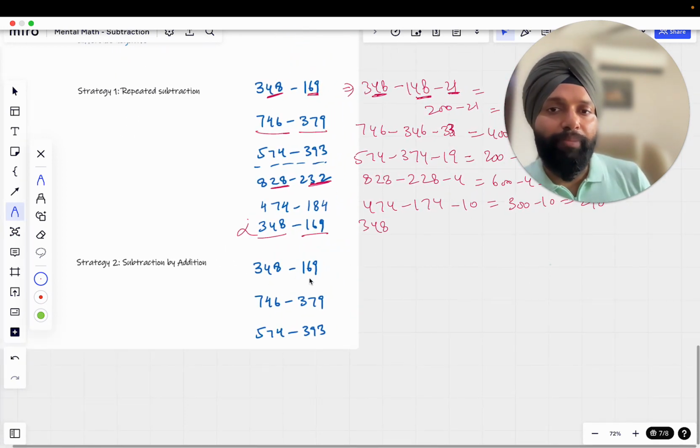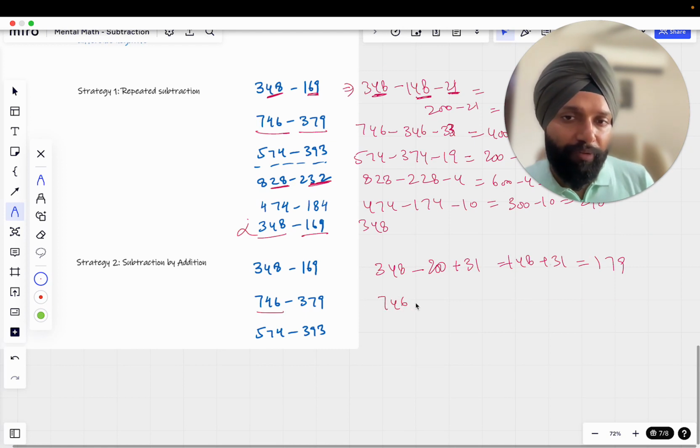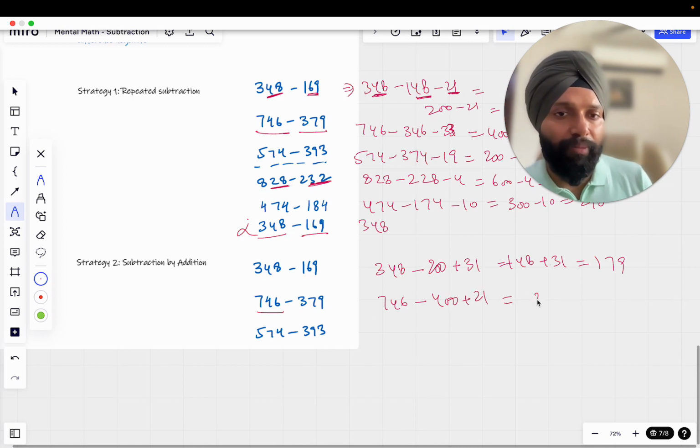Now we could also do it by subtraction by addition. So the way to do this, that is 348 minus 169, if you make it the nearest 10, 170, that's not going to help us a lot. So you try to make it the nearest 100. So how much have you added to make it 200? You've added 31. So add that. So you have 148 plus 31, so this is 179. Okay, so again what you do is 746 minus 400, and you have added 21. So this becomes 346 plus 21, which is 367.